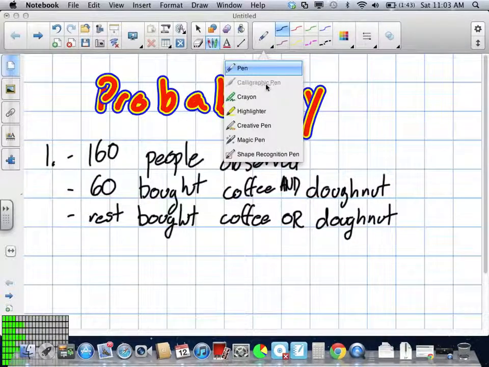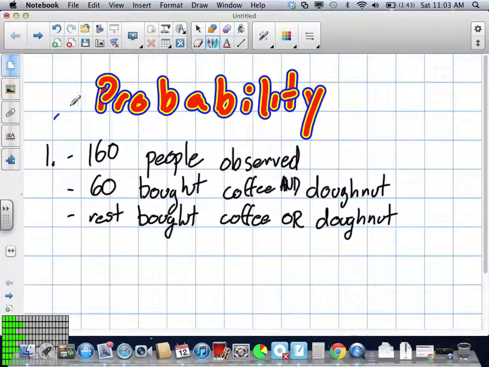Okay, so we're talking about probability, right? The first question says 160 people went into a coffee shop, so we observed 160 people. 60 of the people bought coffee and a donut, and the rest of them bought coffee or a donut. The question asks us to figure out the probability that the next person coming in will buy coffee and a donut.